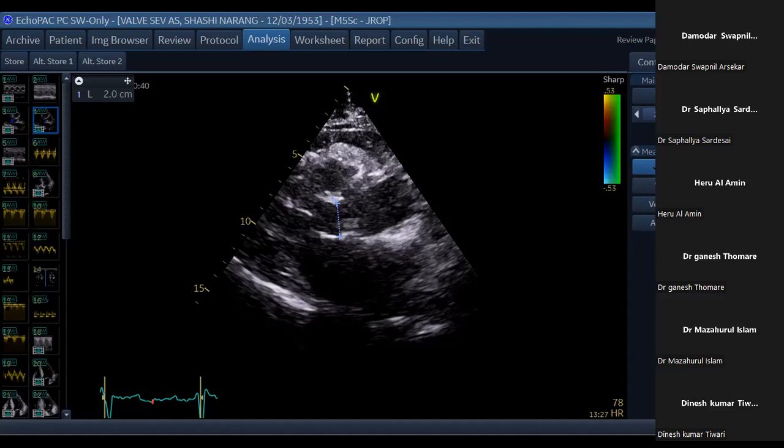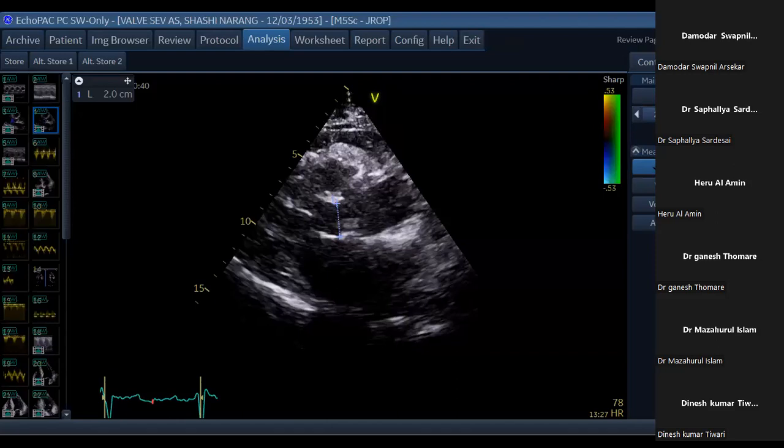The issue is how this paradoxical aortic stenosis came. The answer has been given by two different phenomena, or rather three, I'll say. As the LV becomes hypertrophied over a period of time, the LV starts failing, not able to generate enough gradient across this aortic valve.